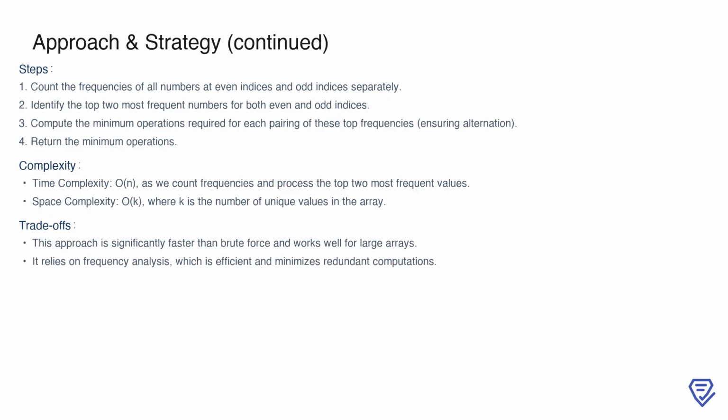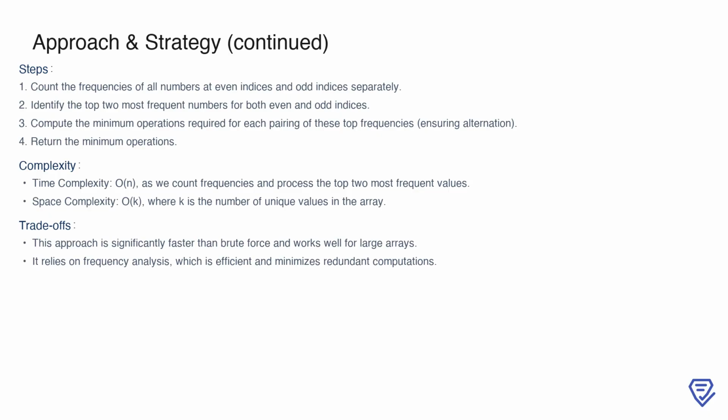Next, we identify the top two most frequent numbers for both even and odd indices. This step is crucial for handling cases where the most frequent values in both groups are the same. Once we have these top frequencies, we compute the minimum number of operations required for each valid pairing of these values while ensuring alternation. Finally, we return the minimum operations across all pairings.